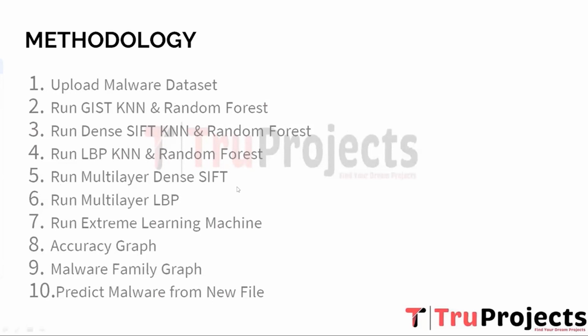Fifth, run multilayer dense SIFT. In this step, a multilayer approach is taken to extract dense SIFT features from malware samples. This involves hierarchically capturing different levels of features, allowing for a more comprehensive representation of the data. The extracted multilayer dense SIFT features are then used to train a classification model, which could be based on a variety of machine learning algorithms.